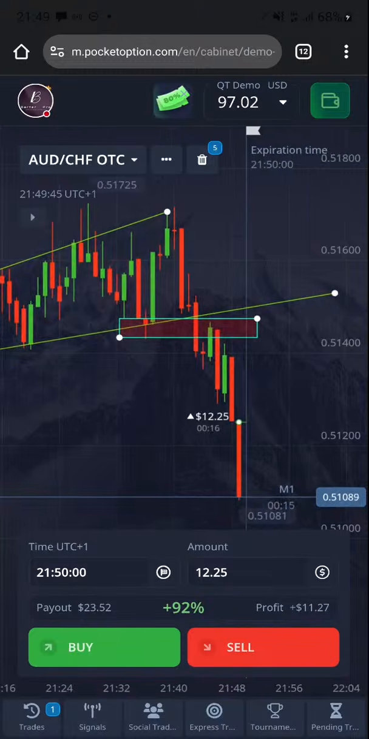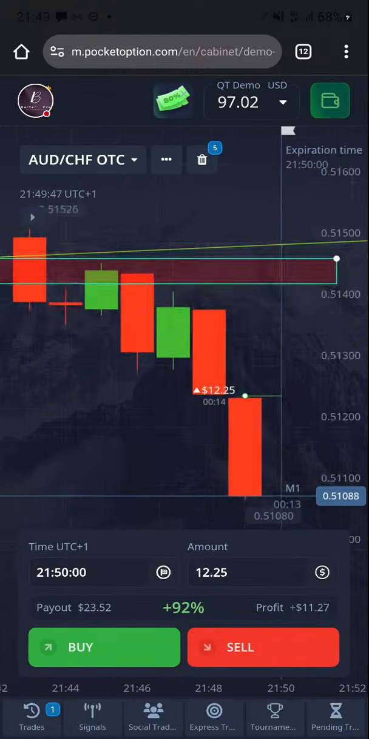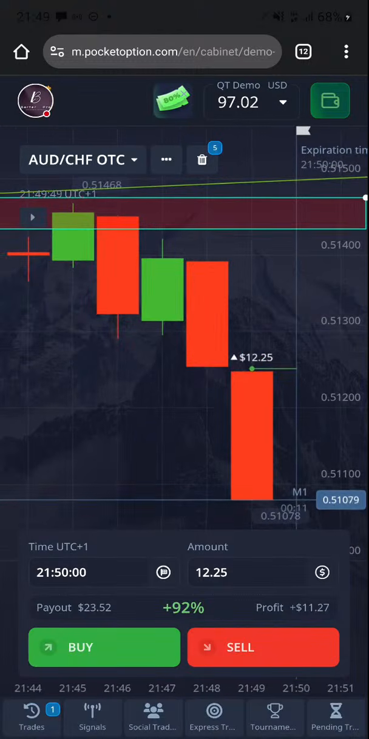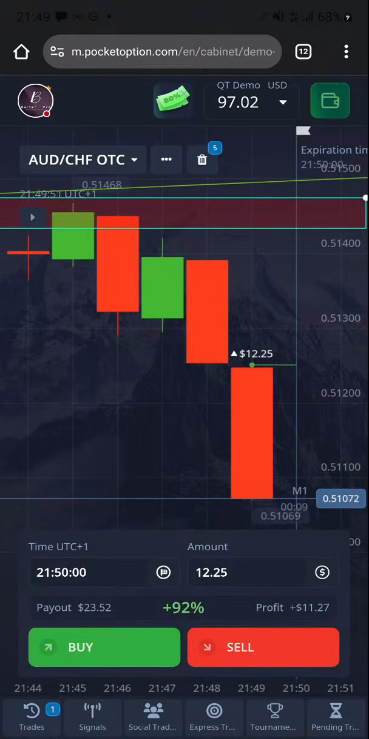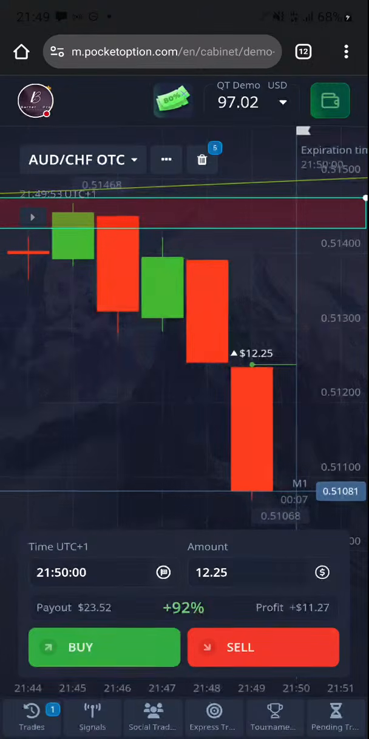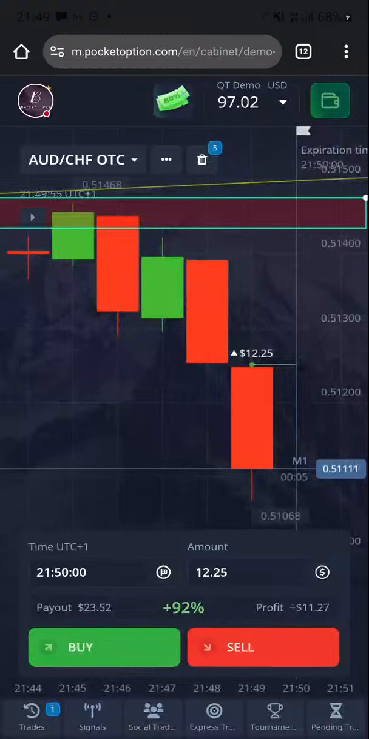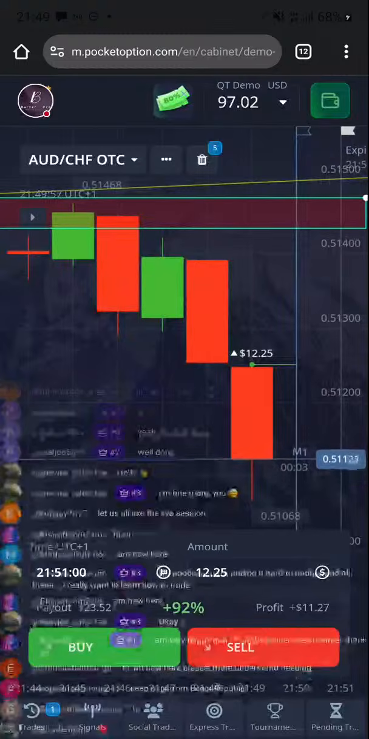Oh my God, the sellers. What happened here? We have this Marubozu candle. Now you see, this Marubozu candle is a sign of reversal, but I think we are going to have another one. I'm still going to go with buyers, especially if you have a gap.